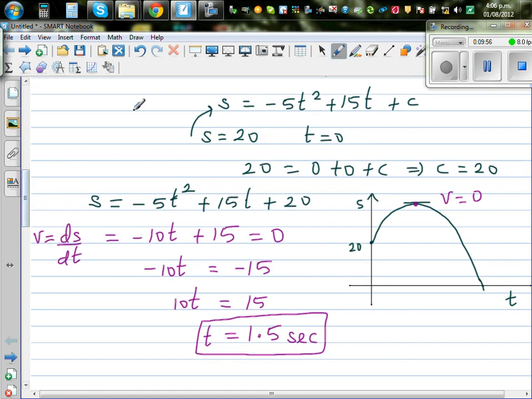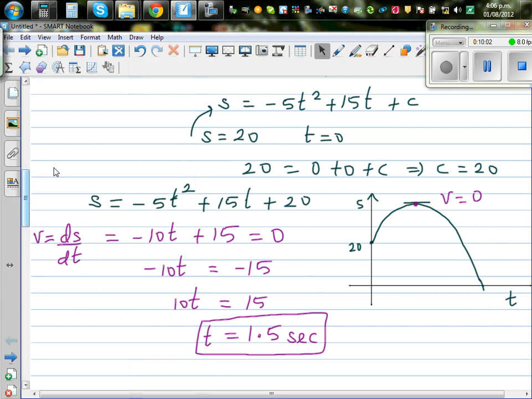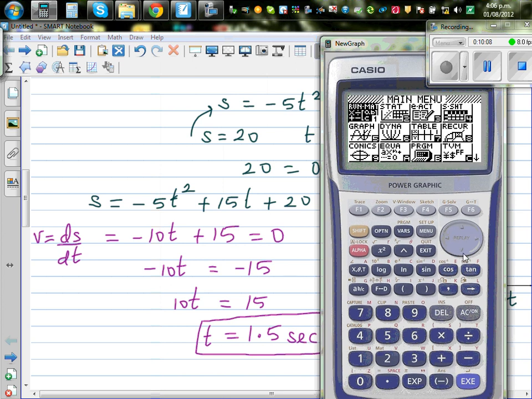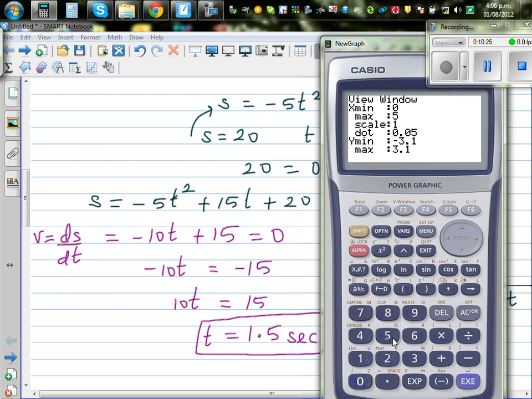Okay, so I'm going to use my graphic calculator to explain this. The equation is minus 5t squared. So go to your graphic calculator, go to graph and type in minus 5x squared plus 15x plus 20. So this is a parabola, so I'll change the scale from 0 to say 5, and I'll go from 0 to 35, and scale of 5, and then draw the graph. So this is your basic parabola. So this is your s and this is your t.